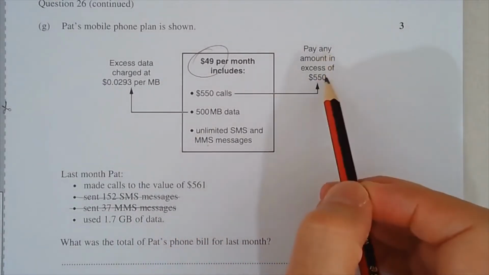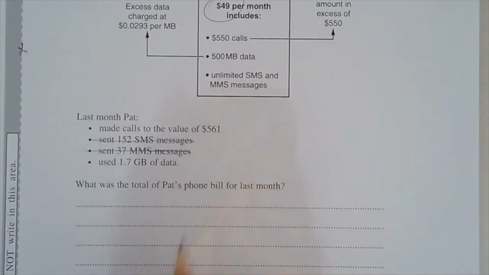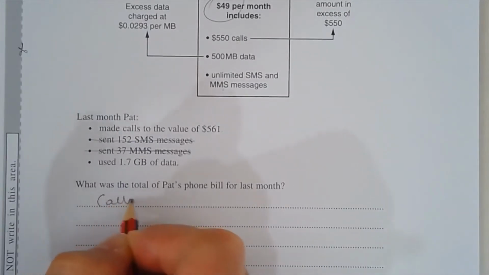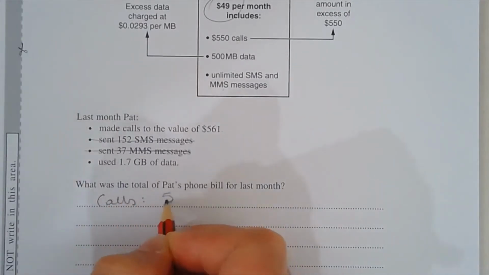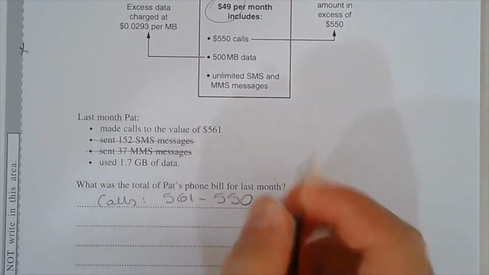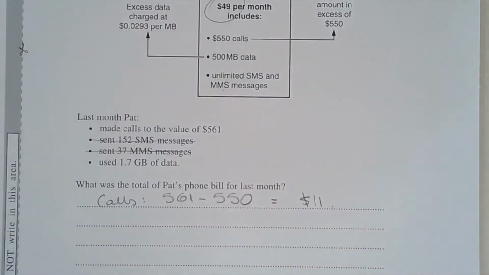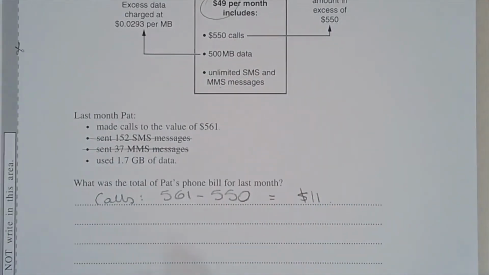So Pat pays any amount in excess of $550 for the calls, and we've got 561 here. So for the calls, we have 561 minus 550, so that gives us $11 worth of calls that Pat will need to pay for. The other thing that we need to consider is the use of data. So let's work out how much data was used first.